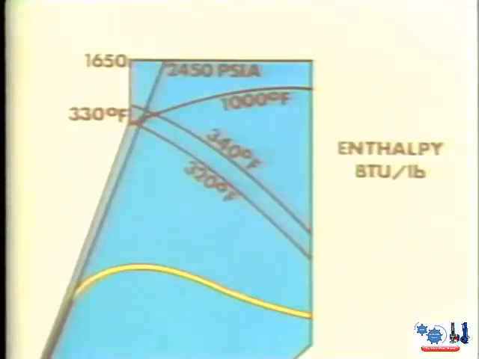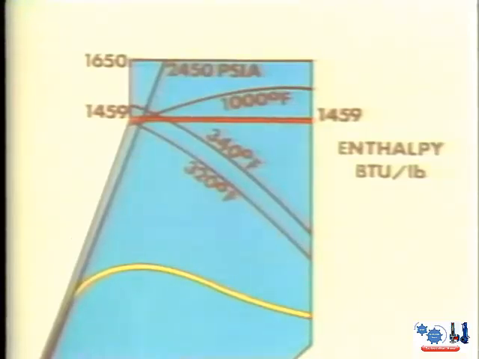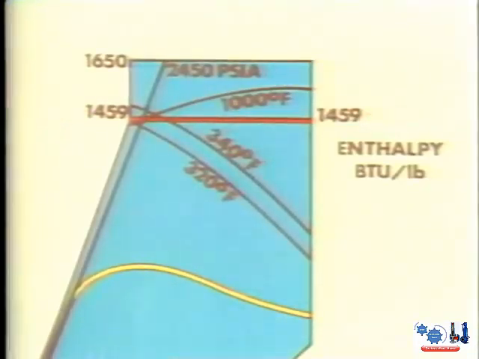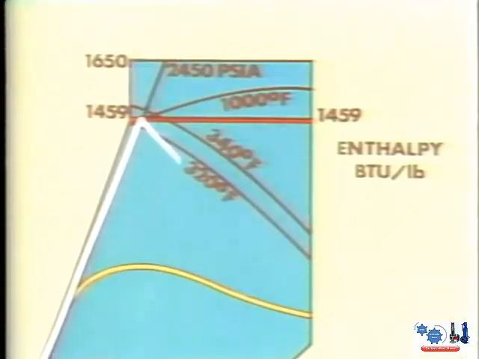If we trace the intersection of our values for temperature and pressure out to the enthalpy values on the edge of the diagram, we find that enthalpy at this point is about 1,459 BTUs per pound. Now, as the steam leaves the boiler and passes through the blades in the high-pressure turbine, some of its energy in the form of heat and pressure is converted to mechanical energy, resulting in a decrease in the pressure, temperature, and enthalpy of the steam.